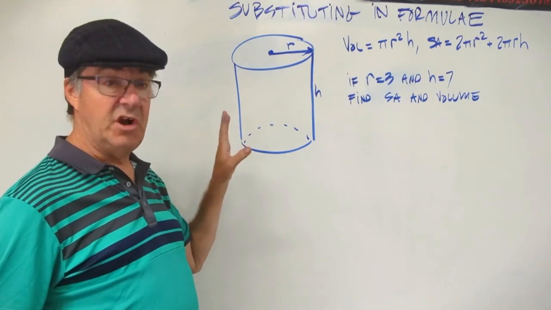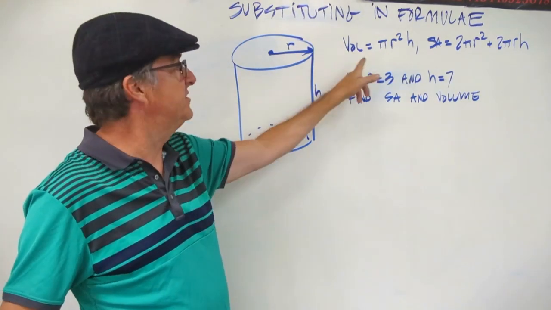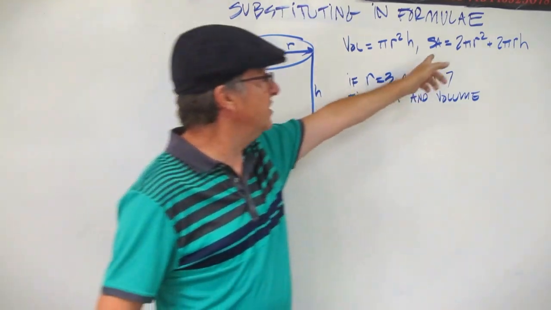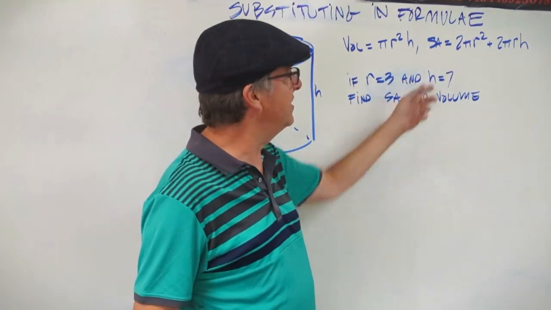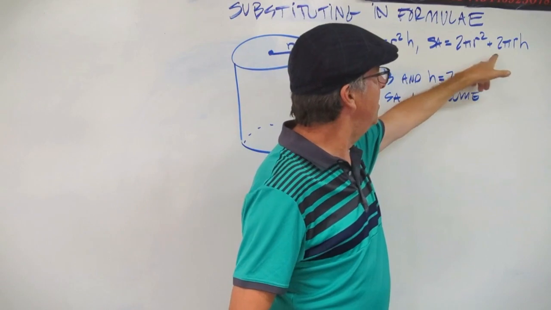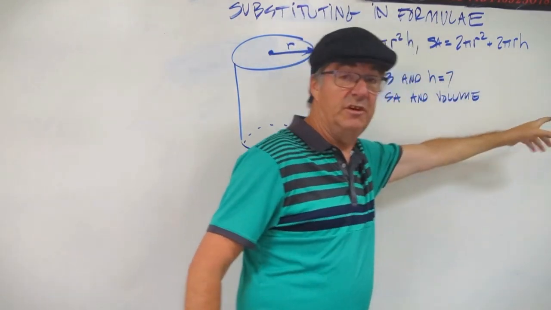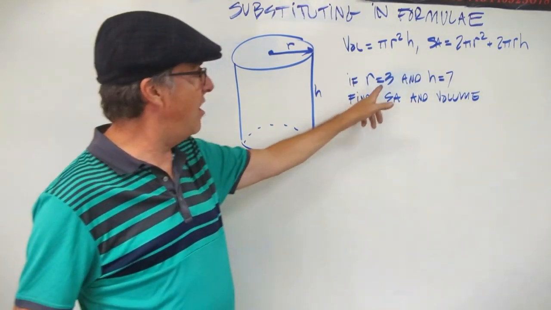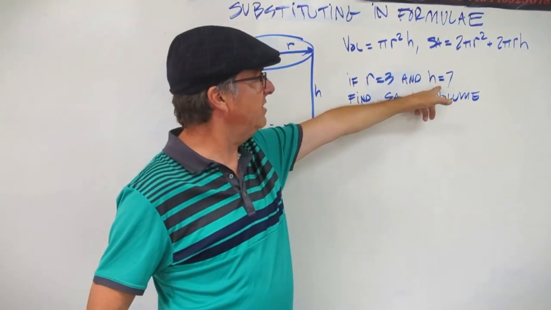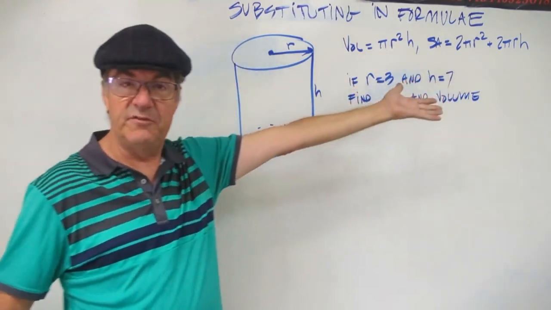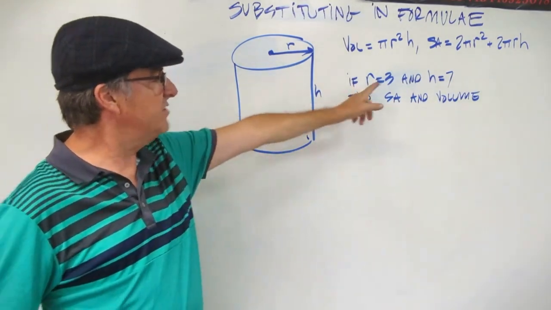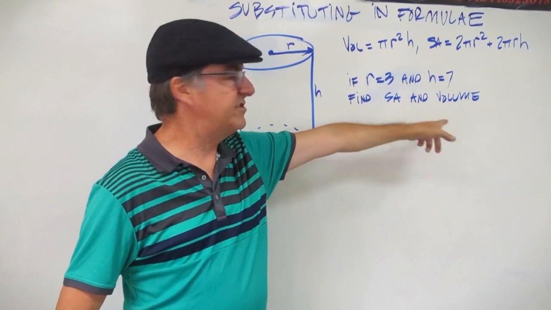So what I've done is I've started by just reminding you of our formulas. The volume of a cylinder is pi r squared h, and the surface area, we use SA for surface area, is 2 pi r squared plus 2 pi r h. Okay, so in this first one, I've given you r and I've given you h. And those are the only variables in those two formulas, so that lets us calculate all day long. So r is 3, h is 7, find surface area and volume.